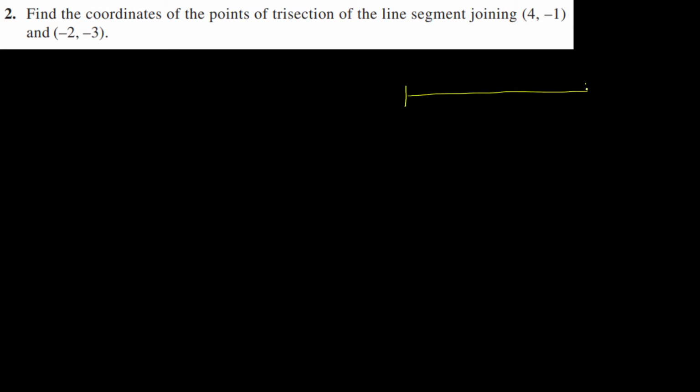For example, if we have a line like this, let us say the endpoints of the line are A and B. Trisectioning this line means dividing it into three equal parts. So that means the first part, second part and third part. Trisectioning means dividing a line into three equal parts.